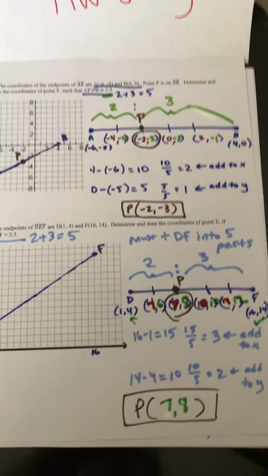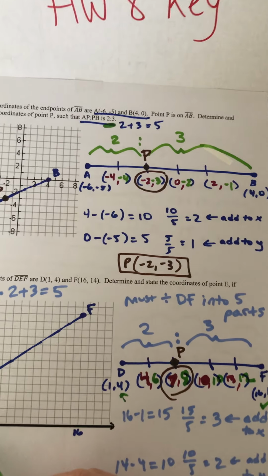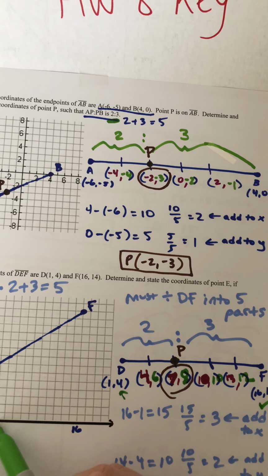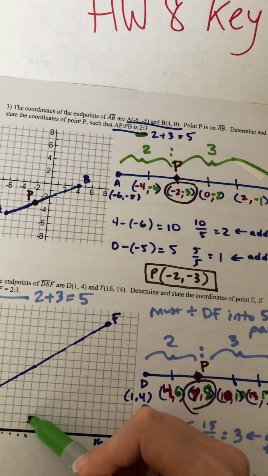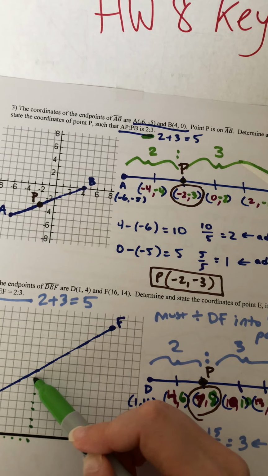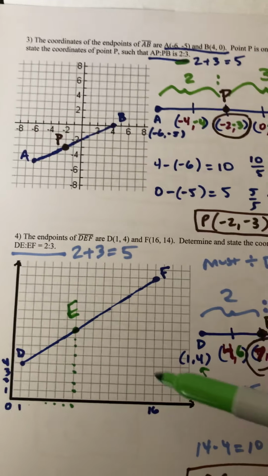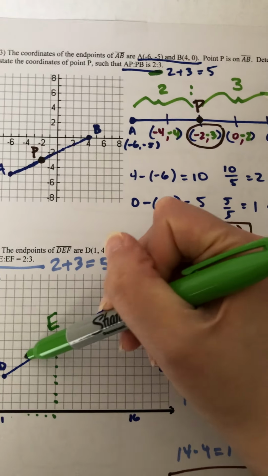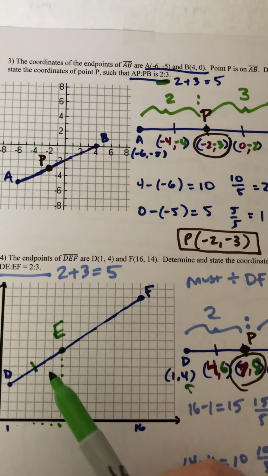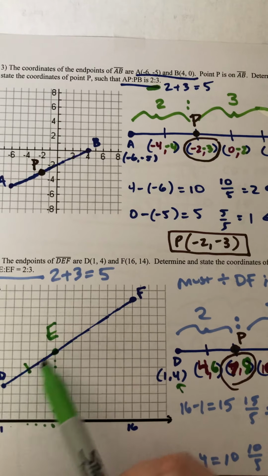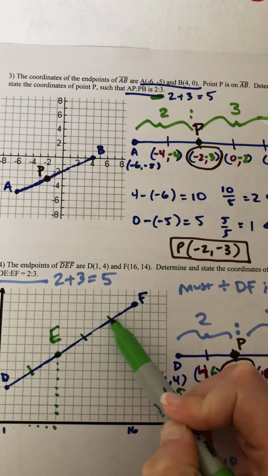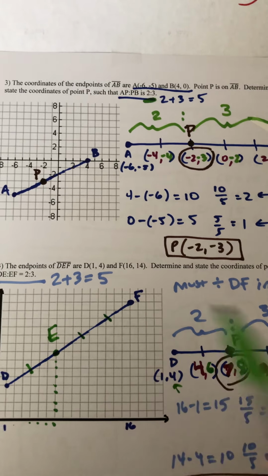If we want to check it on our diagram, I would go to 7, 8. 2, 3, 4, 5, 6, 7. 1, 2, 3, 4, 5, 6, 7, 8. Perfect. That's the point (7, 8). If I want to look at everything partitioned, there are 2 pieces on the side that's worth DE, and then there are 3 pieces on the side that are worth EF.